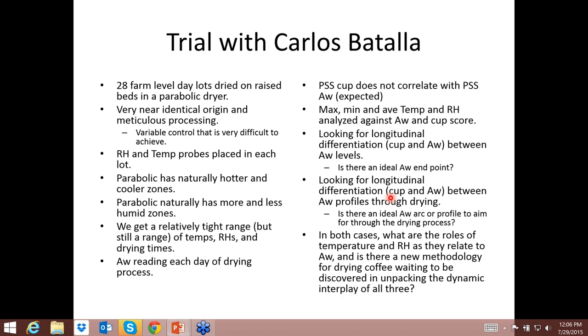Can we find a new methodology for drying coffee, which is to say, okay, water activity at 2 days, at 3 days, needs to be looking like this. The relative humidity right now is like this, and so we need to move temperature. Or temperature has been like this, we need to adjust relative humidity. Can we make a more dynamic model for coffee drying to follow a water activity arc that we're able to see produces high scoring and long lasting lots of coffee?